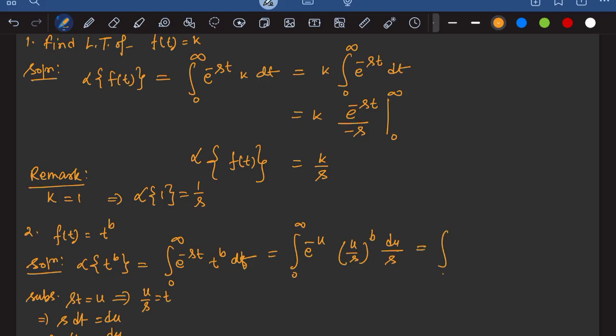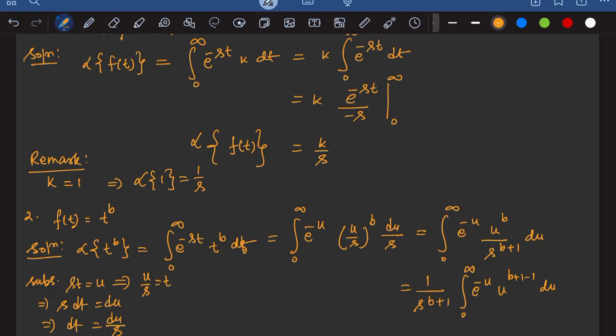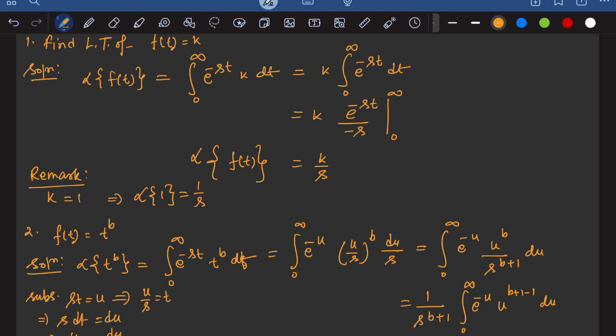If you further simplify this, what you have is the integral from 0 to infinity of e power minus u times u power b by s power b plus 1 du. So here you have 1 by s power b plus 1 times the integral from 0 to infinity of e power minus u times u power (b plus 1 minus 1) du. Now just remember what the gamma function is. This is the form of the gamma function: the integral from 0 to infinity of e power minus x times x power m minus 1 is gamma m.